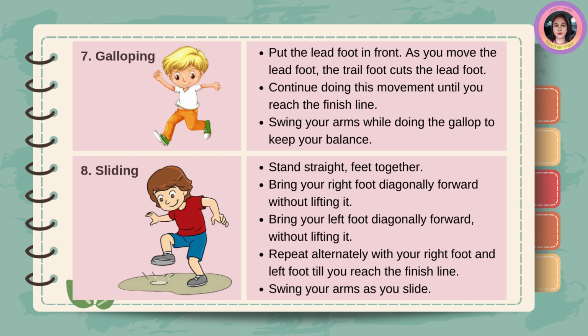Number 8, sliding. Stand straight, feet together. Bring your right foot diagonally forward without lifting it. Bring your left foot diagonally forward without lifting it. Repeat alternately with your right foot and left foot till you reach the finish line. Swing your arms as you slide.